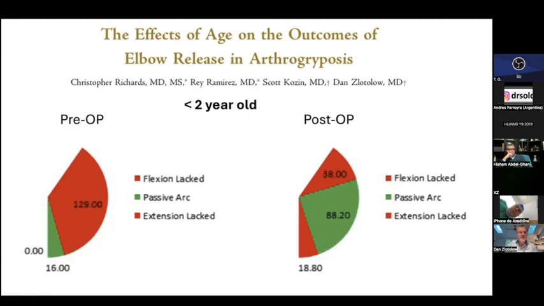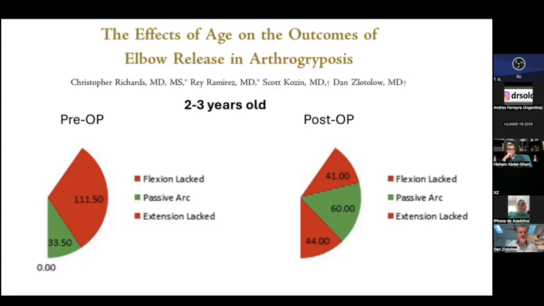But what's also interesting, if you look at the pre-op on the left, you go from 16 degrees to 33 degrees. So this is why I think if they get to 75 degrees of elbow flexion by a year, I'm okay with observing that.